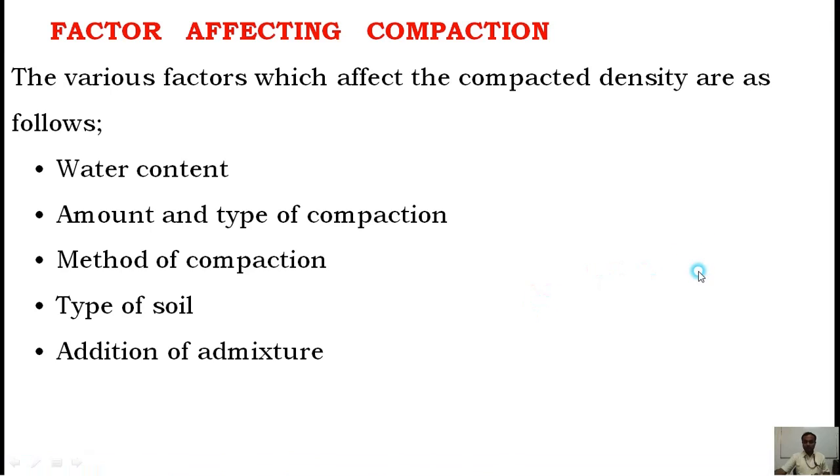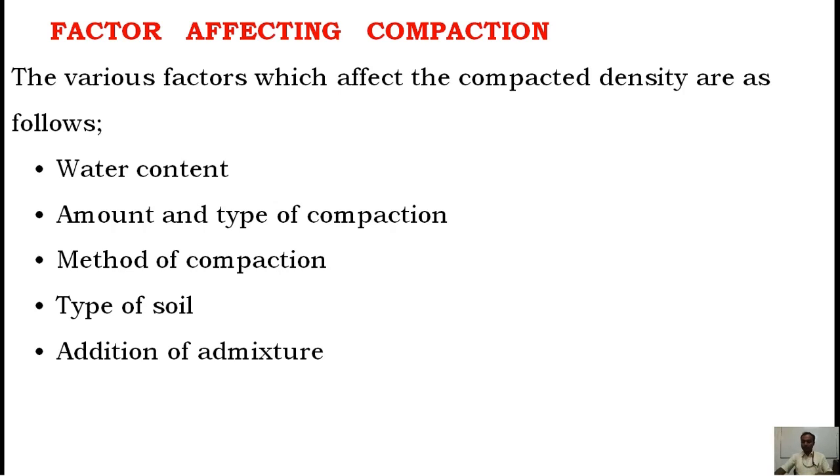Now we will start the next topic in the compaction chapter, that is factors affecting compaction. In the previous class we studied the definition of compaction, light compaction, heavy compaction, and one more line, the zero air voids line. After that we studied compaction energy, how much energy we are putting. And now a new concept, factors affecting compaction.